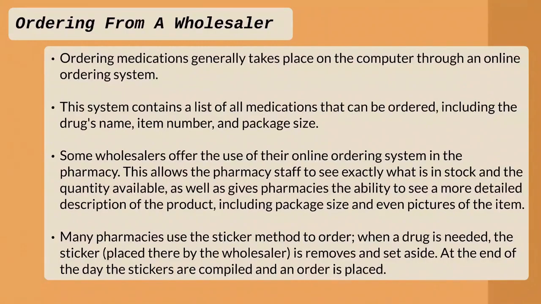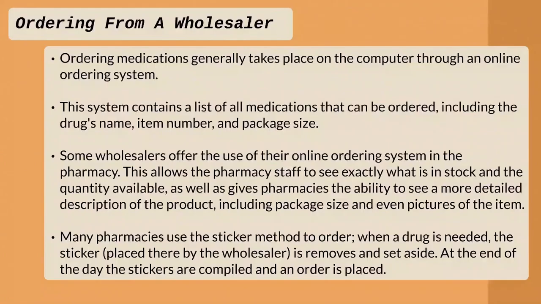So when you're ordering from a wholesaler, it generally takes place on the computer through an online ordering system. The system consists of a list of all of the medications that can be ordered, including the drug's name, item number, and package size. Some wholesalers, and I would say more often than not, offer the use of their online ordering system within the actual pharmacy.